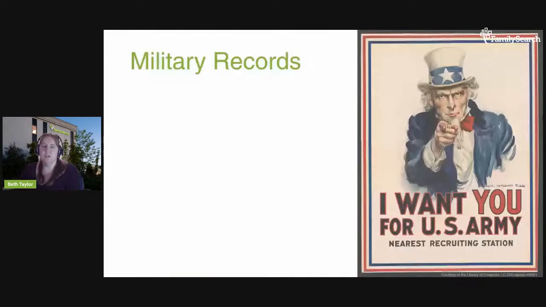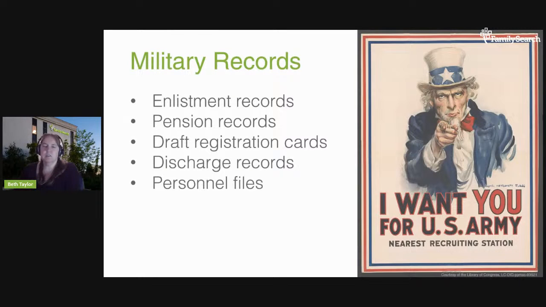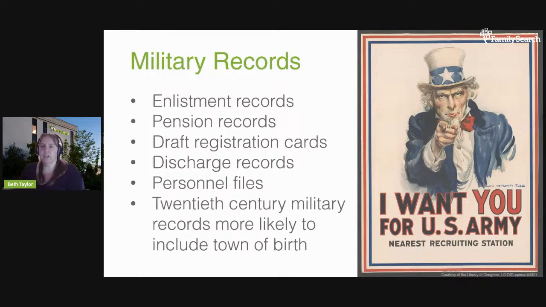Another place you want to look for information about immigration is in military records. Think about enlistment records, pension records, draft registration cards, discharge records, personnel files. There's just so many records. However, what you'll probably find is that the 20th century records are much more likely to list a town of birth. One of my favorite records in all of this are the World War II draft registration cards, specifically those for the 4th draft, also known as the old man's draft.